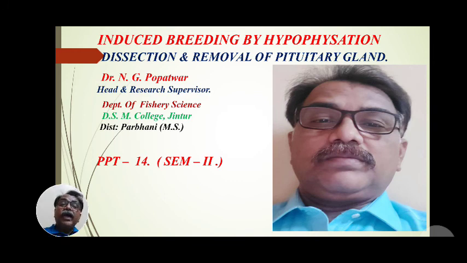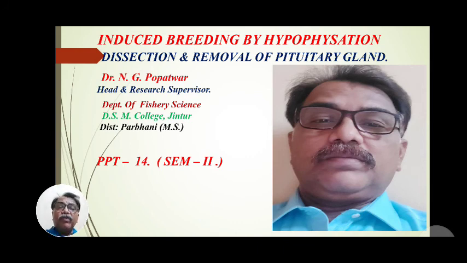Induced breeding by hypophysation means an injection is to be given to these mature fish. For that purpose we have to identify the fishes, male as well as female. How can we identify male fish and female fish? All this was seen in the last period.